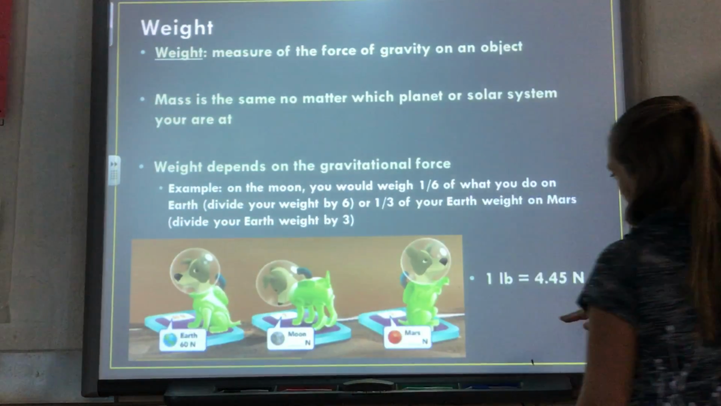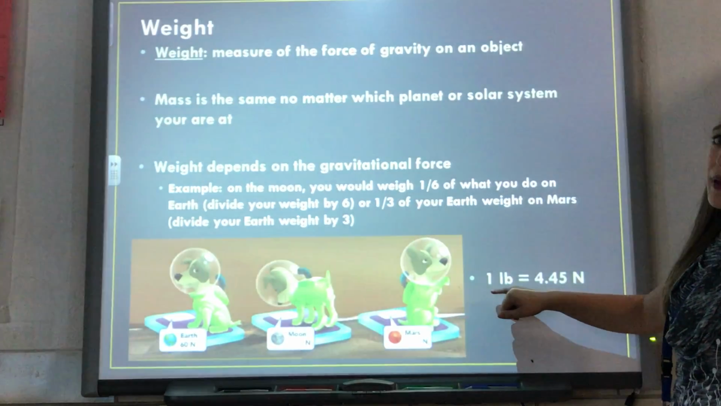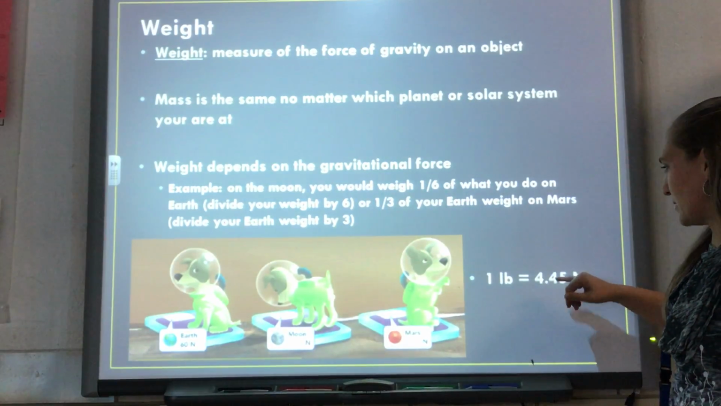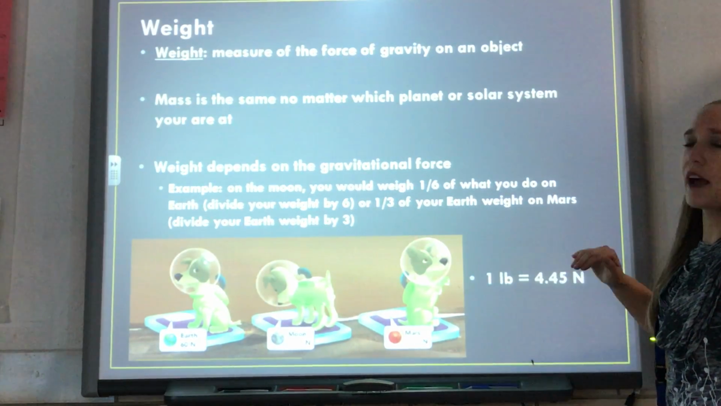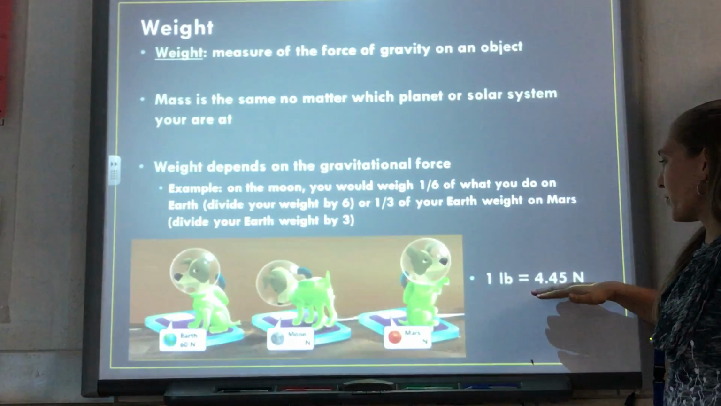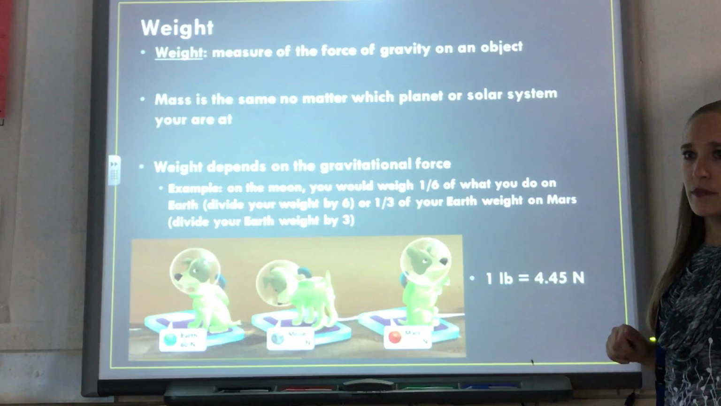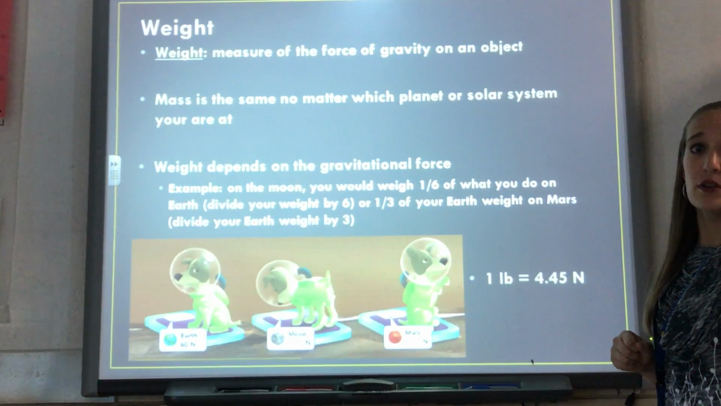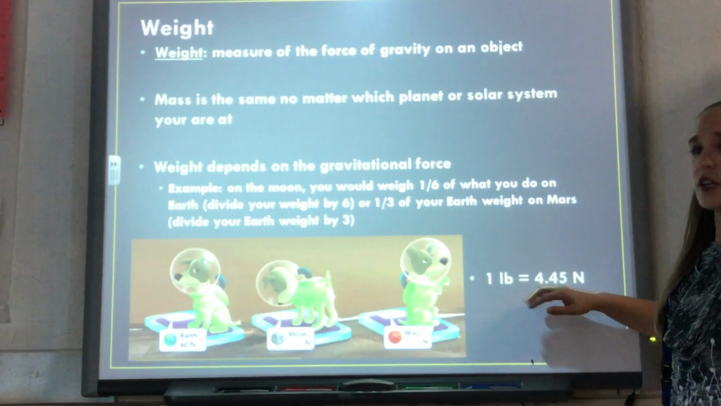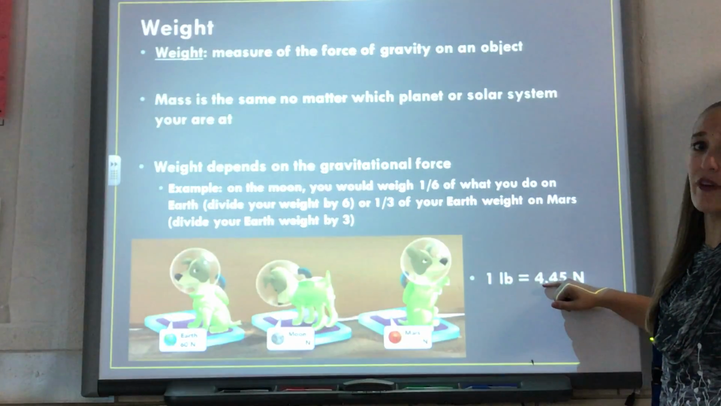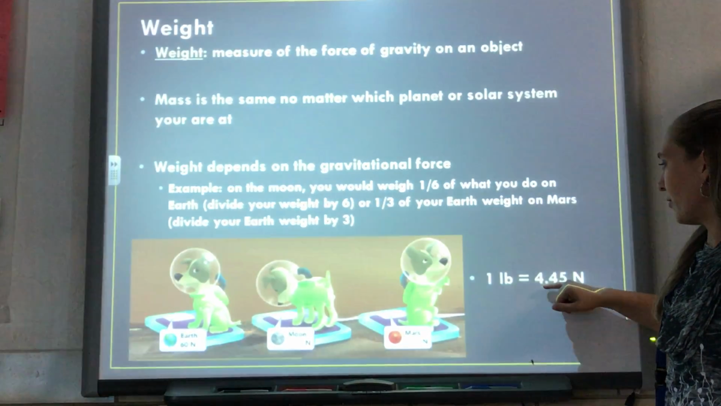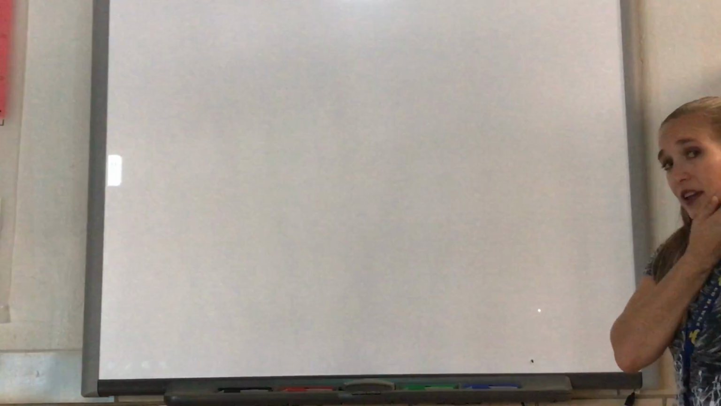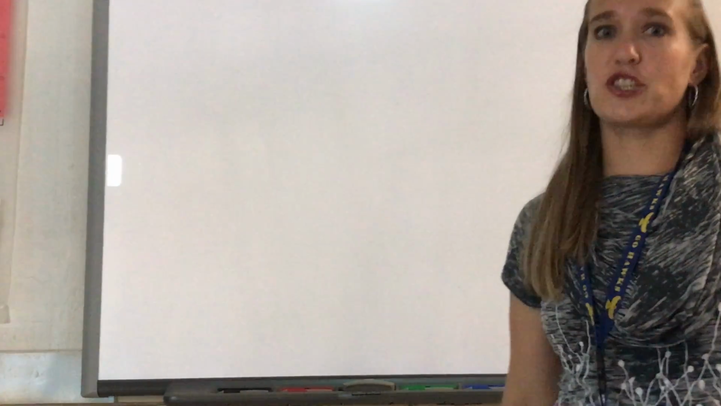Now, for reference, if you're curious, 1 pound is about 4.5 newtons. I did some rounding there, but I've had some kids ask for it. So if you ever want to do a conversion, there you go. Each pound that you have is about 4.5 newtons. So you could take your weight times 4.5 and get your weight in newtons. That would be the end of friction and gravity.